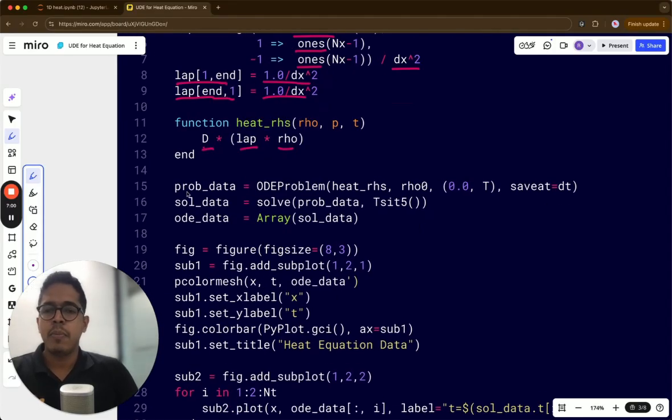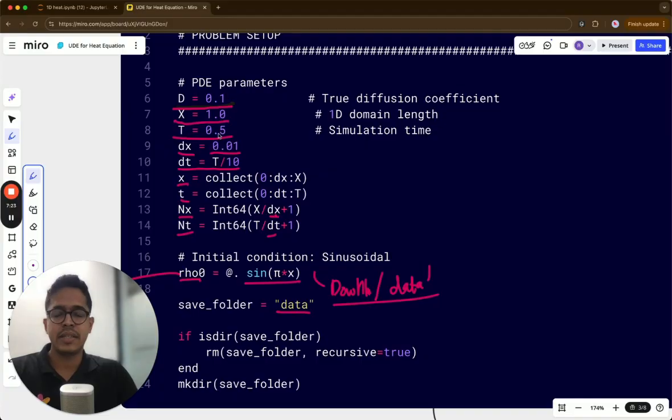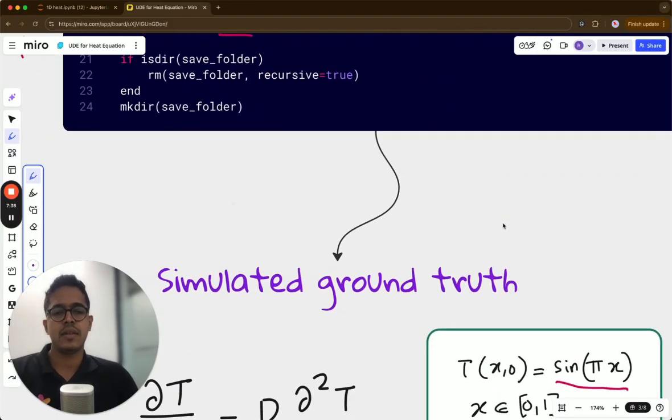So now we define the problem. We use ODE problem from the Julia package. We pass the heat RHS, which is the right-hand side of the heat equation. Rho naught is the initial condition. This is the range of values for my time variable. Please don't confuse this capital T. In this simulation, we are using capital T to describe time, and rho is temperature. Although when we discussed it in theory, capital T was temperature and small t was time, here in the code that is not the case.